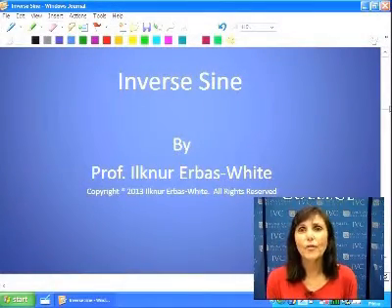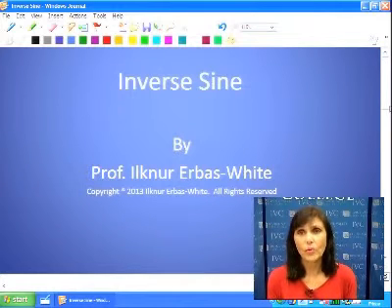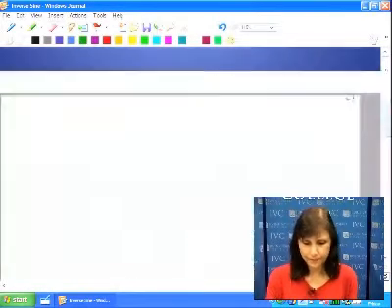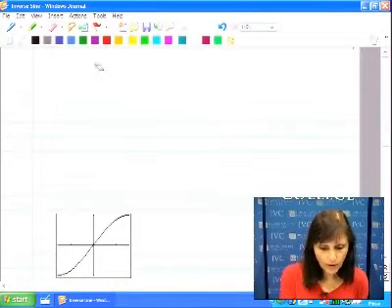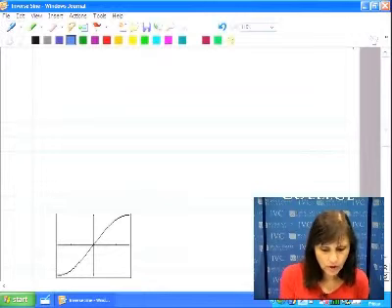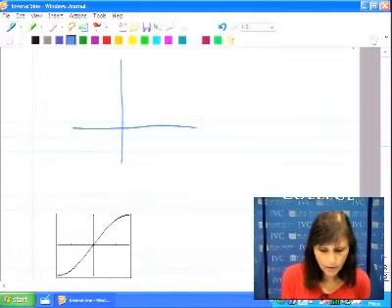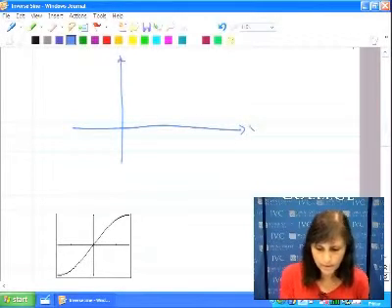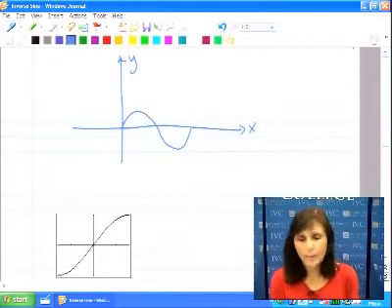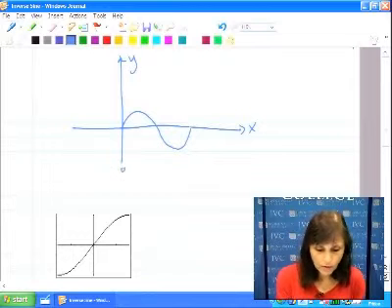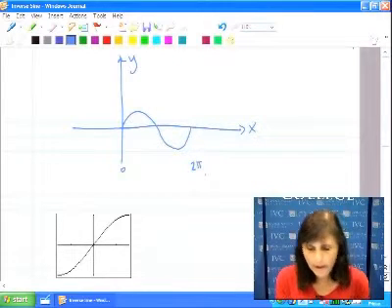Today we will look at inverse sine. Make sure that you watch the graph of sine before you watch this video. We are going to start with the graph of sine function for one period. Here's my sine function for one period. It goes from 0 to 2 pi.